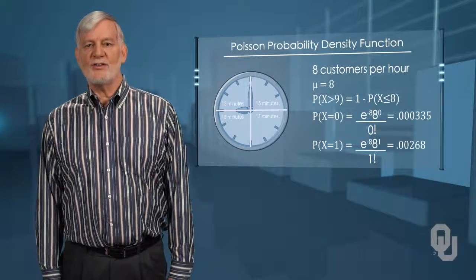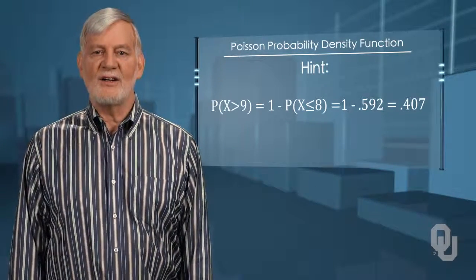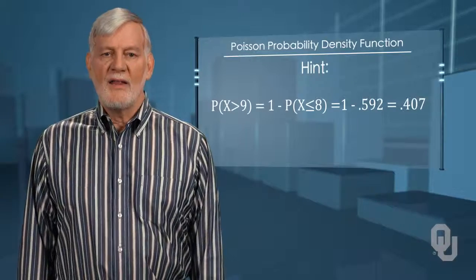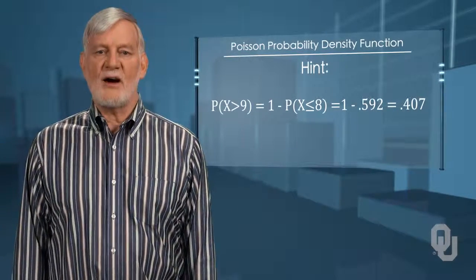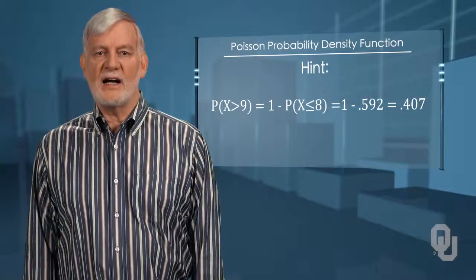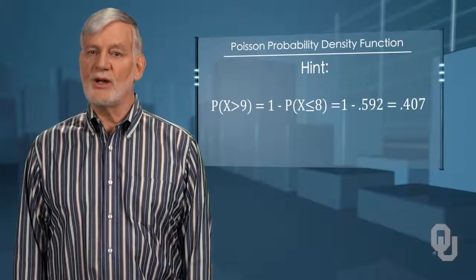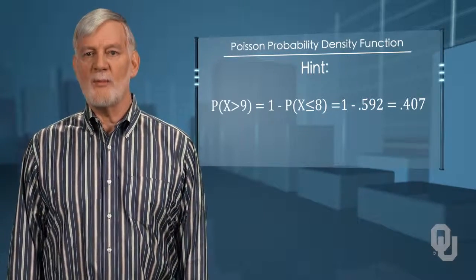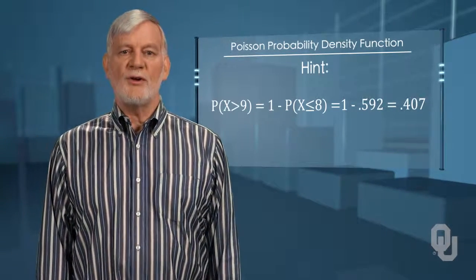I will leave it to the interested student to reach the final solution. Hint, the answer is that the probability that there will be more than 9 customers in the next hour is equal to the probability x is greater than 9 equals 1 minus the probability x is equal to or less than 8 equals 1 minus 0.592 or 0.407.